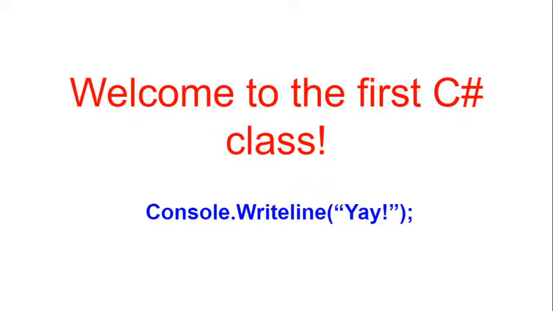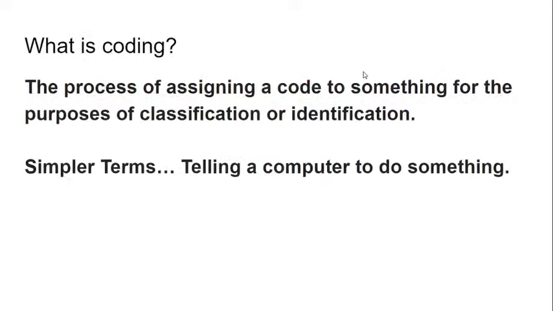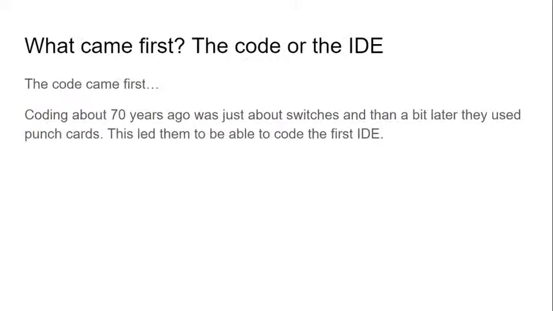So I put together a very small, quick presentation about C#. For the first question, what is coding? Coding is the process of assigning code to something for the purpose of clarification or identification. In simpler terms, that's basically telling a computer to do something. You're giving an input to the computer and it will output.